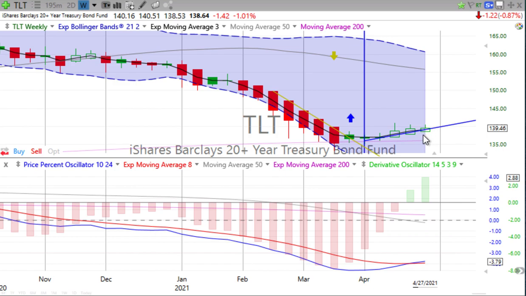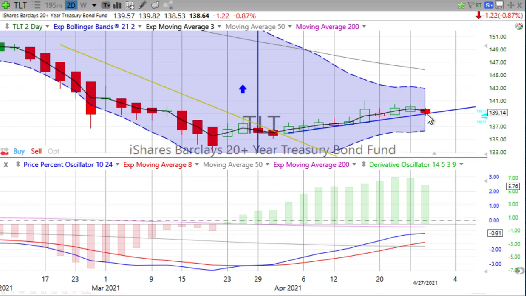Price, again, right there on the weekly chart, right there on that 2-day trend line, derivative oscillator gaining upward momentum. 2-day chart, we can see where price is sitting right there on that 2-day trend line. We do have a red down candle. Price percent oscillator still positive, heading up a little bit. Derivative oscillator still positive, losing some momentum.